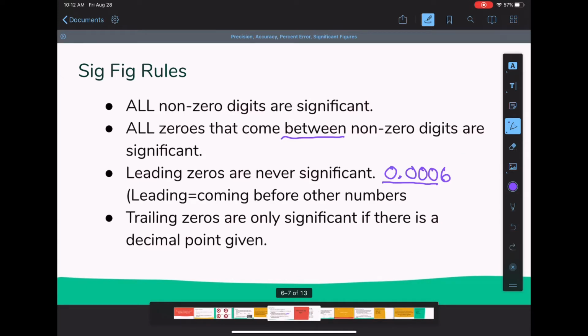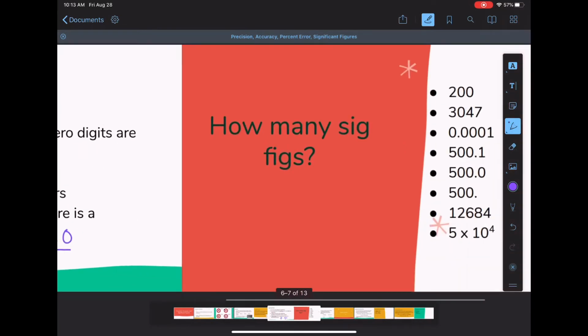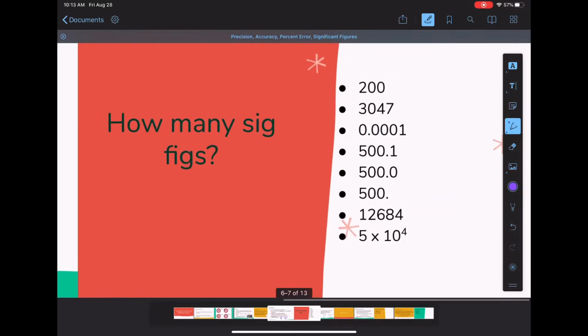And then finally, trailing zeros are only significant if there is a decimal point in the number. So I'm going to have two numbers here. I'm going to have 100 and 100.0. Now to you, these might be considered the same number, but in reality, this number is showing us that the scale or the instrument that was used to measure this number is much more precise than this one right here. This one only has one significant figure, while this one over here has 4 significant figures, all because of this decimal point.